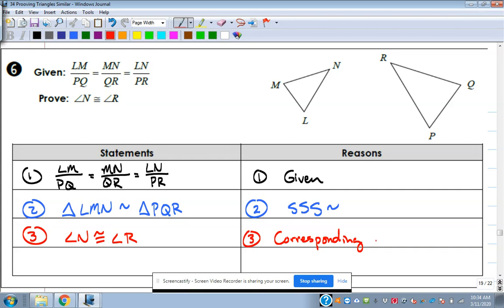Corresponding angles of similar triangles are congruent. I'm just writing it out long here. We know that's what's happening there. And if you don't know the name of the theorem, write out some sort of statement like that.